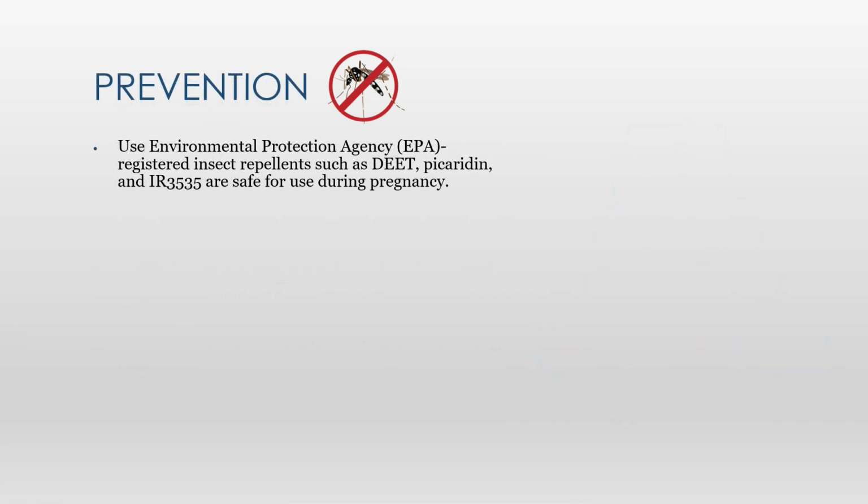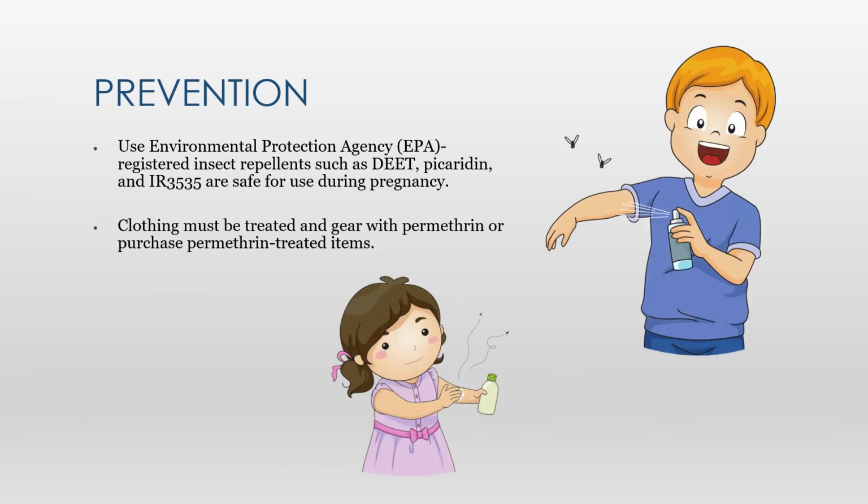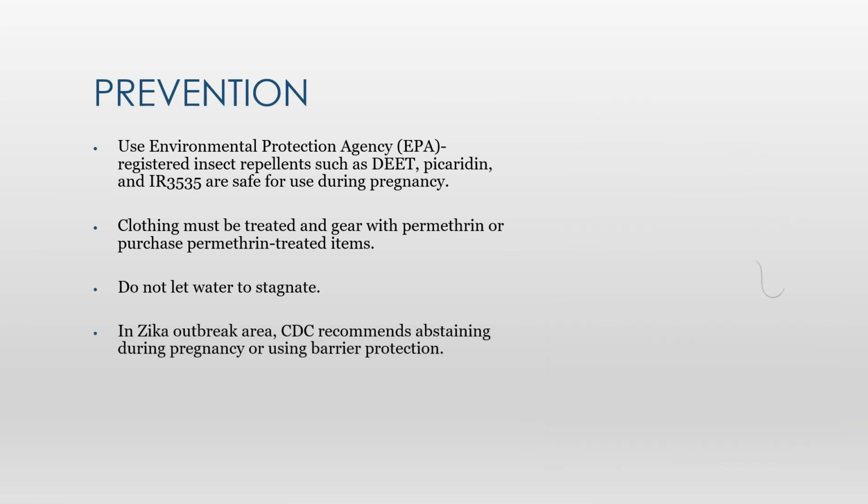Use of EPA registered insect repellents like DEET, Picaridin and IR 3535 are safe during pregnancy. Clothing and gear must be treated with permethrin or purchase permethrin treated items. Do not let water stagnate in a place because Aedes mosquitoes harbor there. In a Zika outbreak area, CDC recommends abstaining during pregnancy or using barrier protection like condoms.